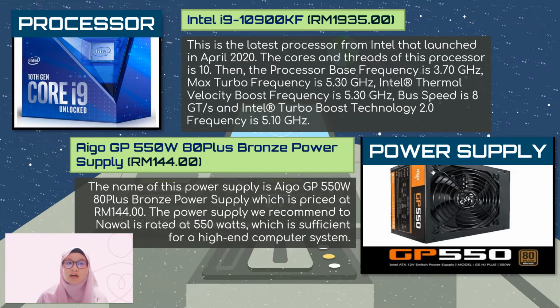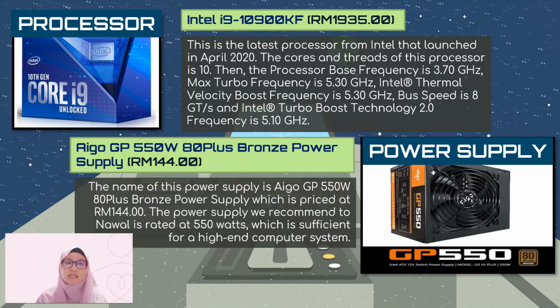Now, I'd like to move on to the next hardware, which is the processor. We want Nawal to use the latest one from Intel, which is the 10th generation Intel Core i9 processor, which costs RM1,935. We are sure that this processor is suitable for Nawal to do her assignment, gaming and editing.